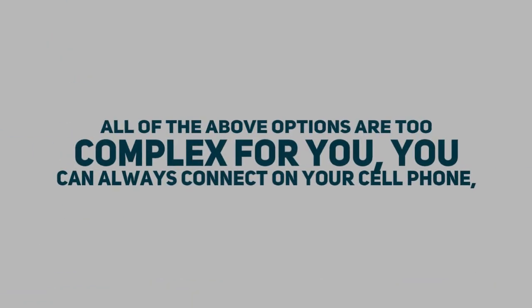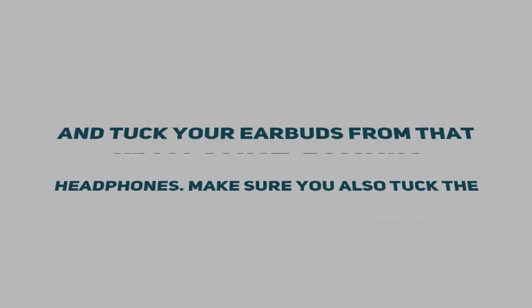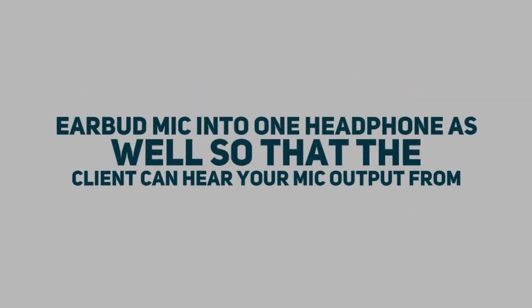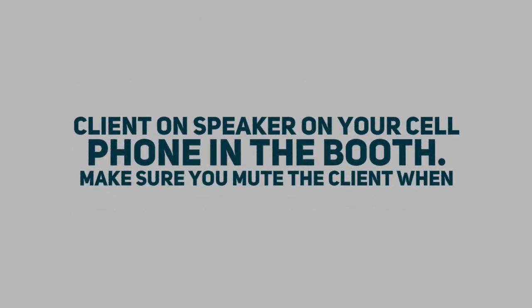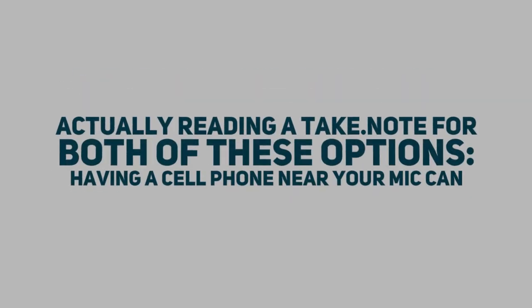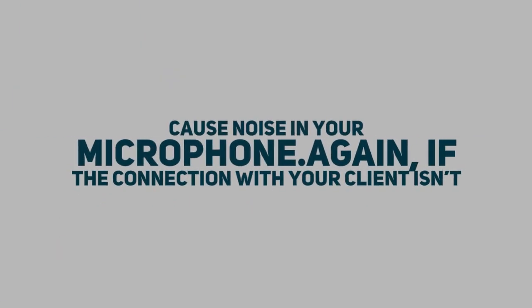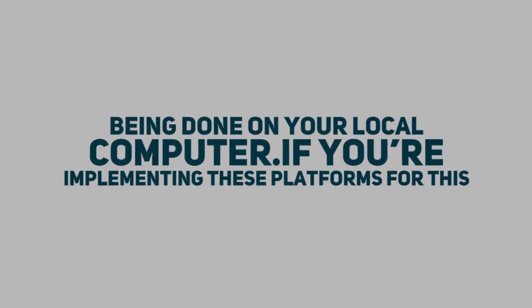Slumming it. If all the previous options are too complex for you, you can always connect on your cell phone and tuck your earbuds into your studio headphones. Make sure you also tuck the earbud mic into one headphone as well so that the client can hear your mic output from your headphones over the phone. And if that's too complicated, you can just have the client on speaker on your cell in the booth. Make sure you mute the client when you're actually reading a take. Note, for both of these options, having a cell phone near your mic can cause noise in your microphone. Again, if the connection with your client isn't perfect, but it's generally good, no worries. It won't affect the recording because that's being done on your local DAW.